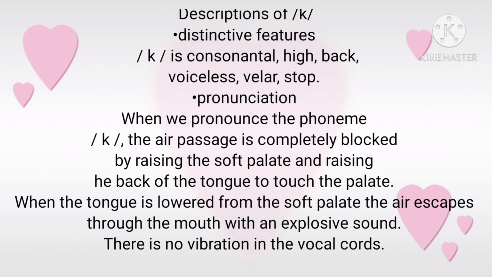Description of K. Distinctive features: K is consonantal, high, back, voiceless, velar, stop. Pronunciation: when we pronounce the phoneme K, the air passage is completely blocked by raising the soft palate and raising the back of the tongue to touch the palate. When the tongue is lowered from the soft palate, the air escapes through the mouth with an explosive sound. There is no vibration in the vocal cords.